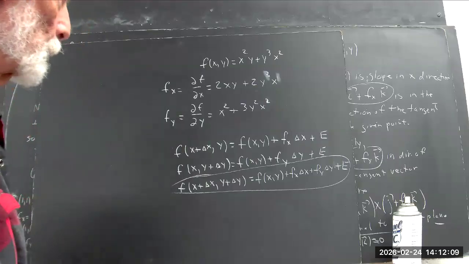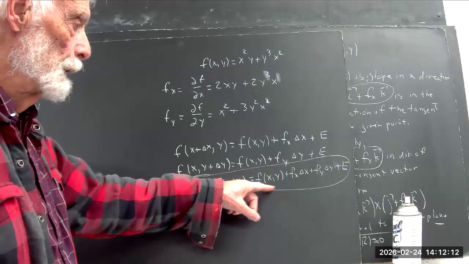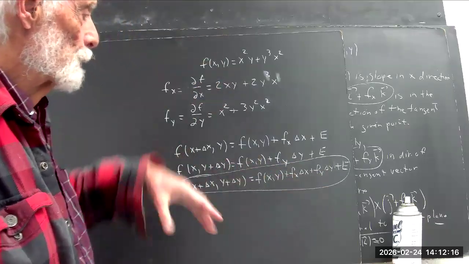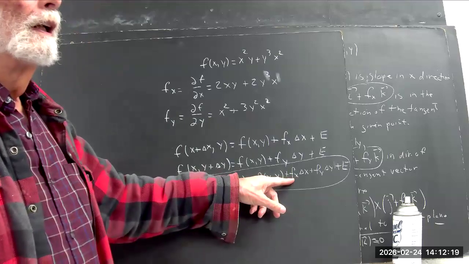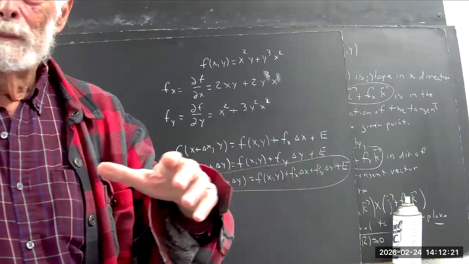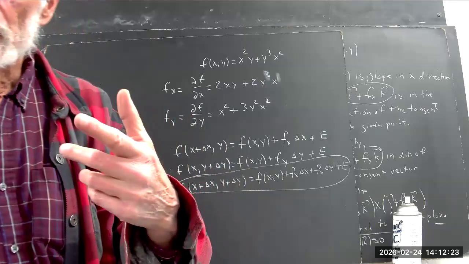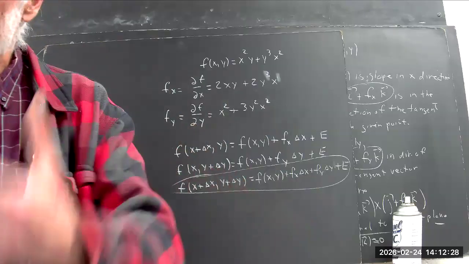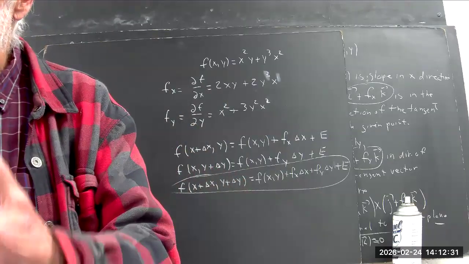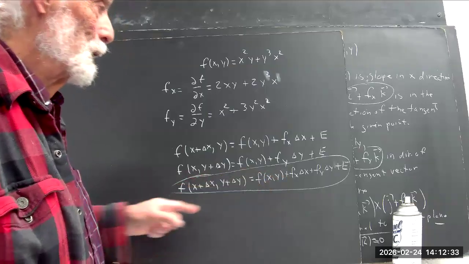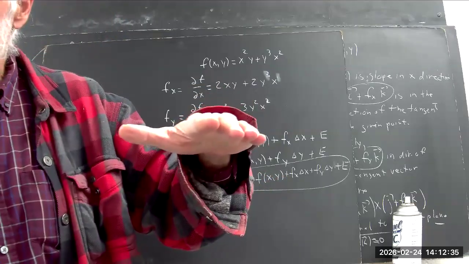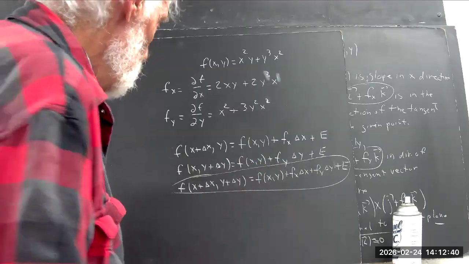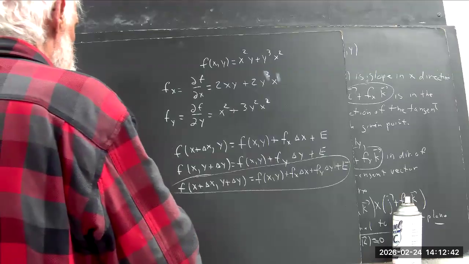So f of x plus delta x, y plus delta y equals f of x, y plus fx delta x plus fy delta y. In other words, fx tells you how quickly you're changing with respect to x. You multiply that by how much x changes, and you get how much this thing ought to change if the rate of change doesn't change. There's no curvature. There is curvature, so there's an error term. Similarly with fy.